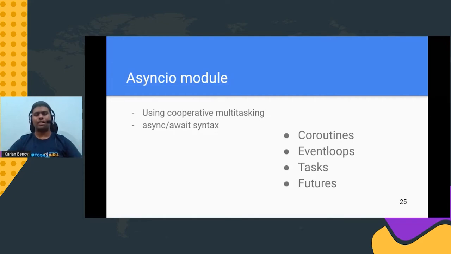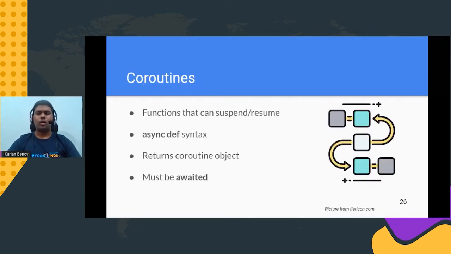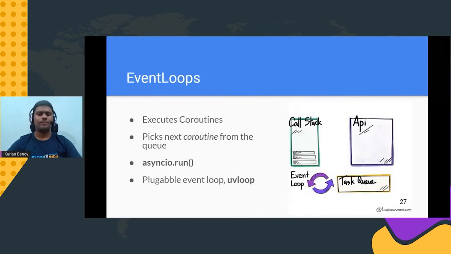When we are looking at the asyncio module, we have mainly 4 important concepts to look at. One is coroutines, the other is the event loop, third is the task, and fourth is futures. Let's look at them one by one. A coroutine is a special function which can suspend and resume execution. They work like lightweight threads, and they are always defined with the async def syntax. And only within a coroutine can we use the awaitables available in asyncio.